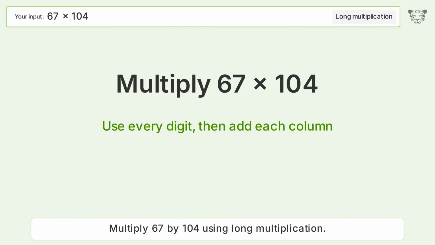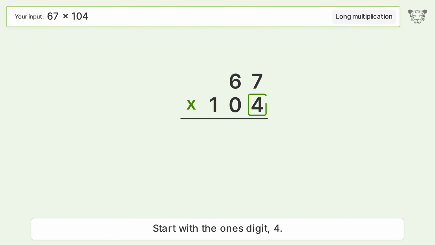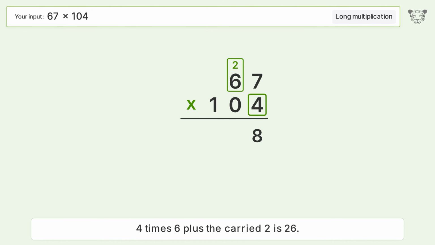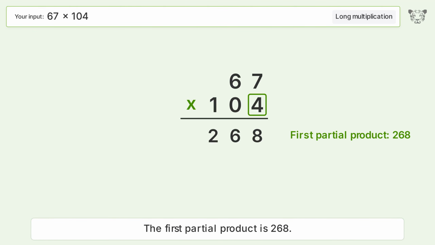Multiply 67 by 104 using long multiplication. Start with the ones digit, 4. 4 times 7 is 28. Put 8 in this column and carry 2. 4 times 6 plus the carried 2 is 26. The first partial product is 268.